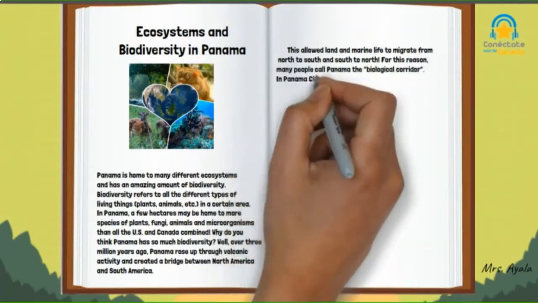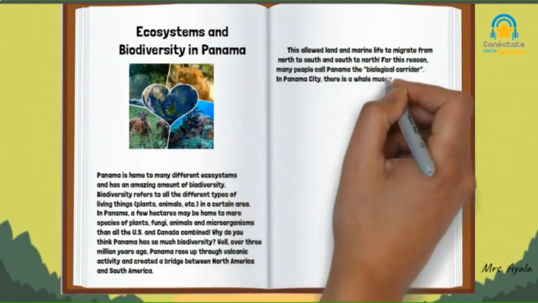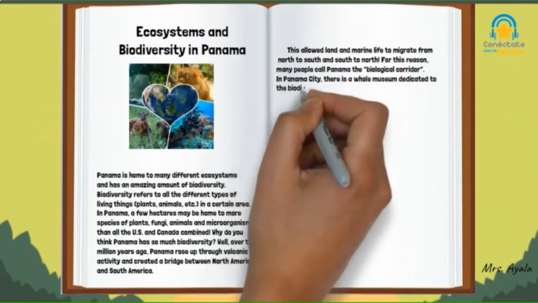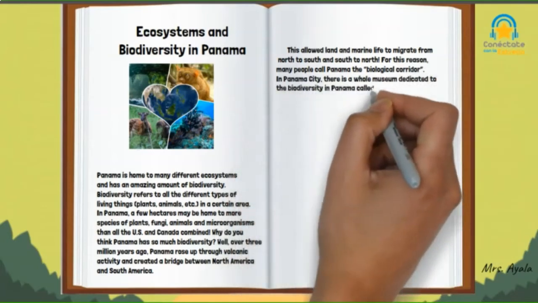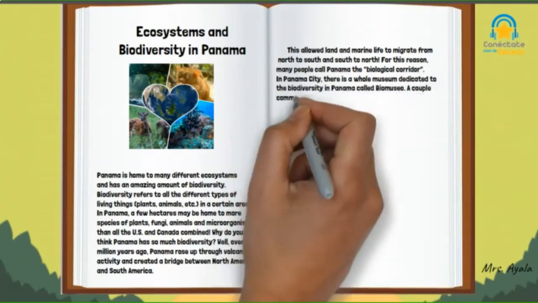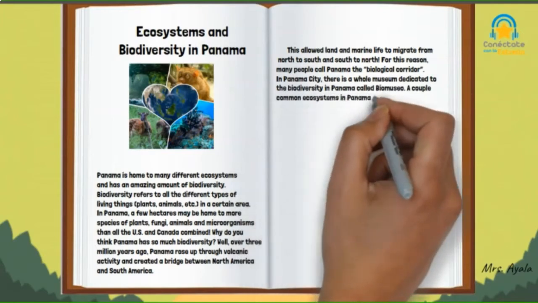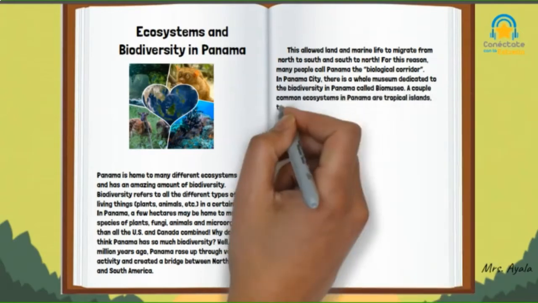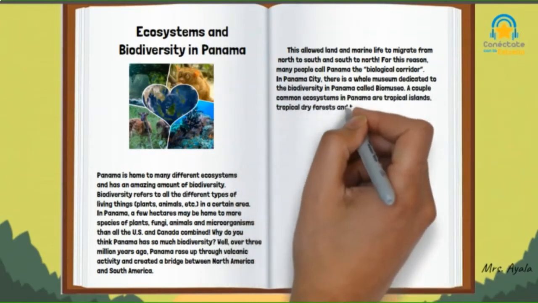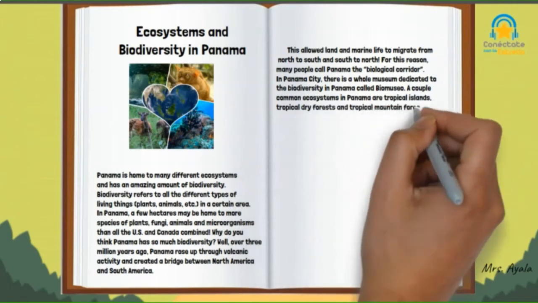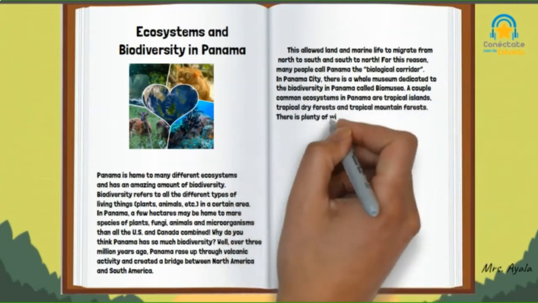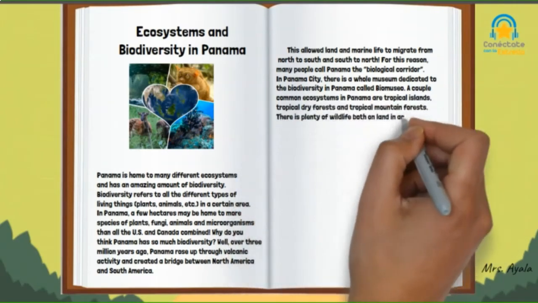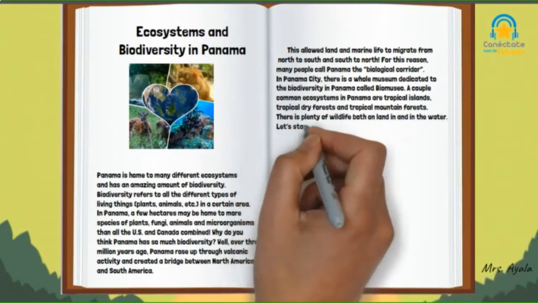In Panama City, there is a whole museum dedicated to the biodiversity in Panama called Biomuseum. A couple of common ecosystems in Panama are tropical islands, tropical dry forest, and tropical mountain forest. There is plenty of wildlife, both on land and in the water. Let's start with the islands.